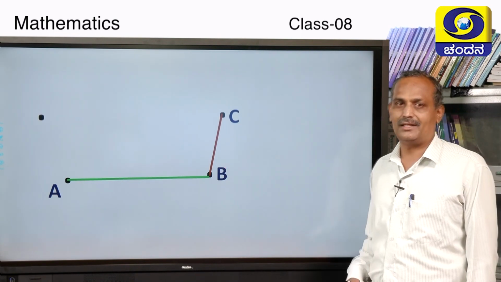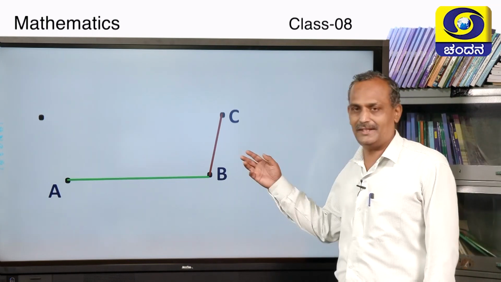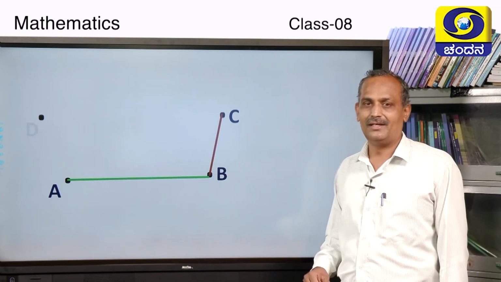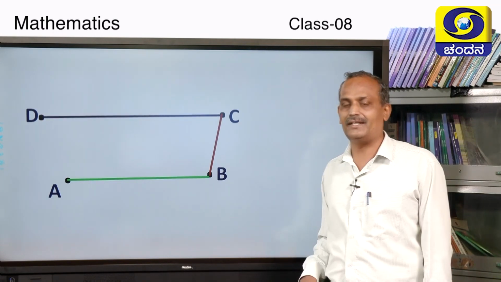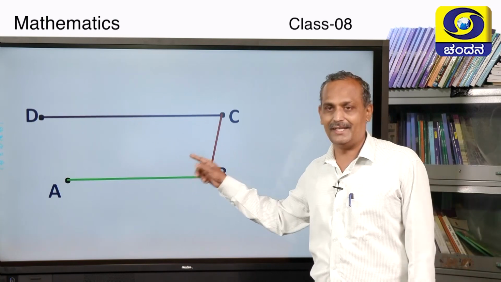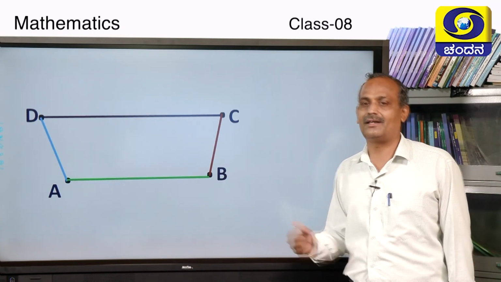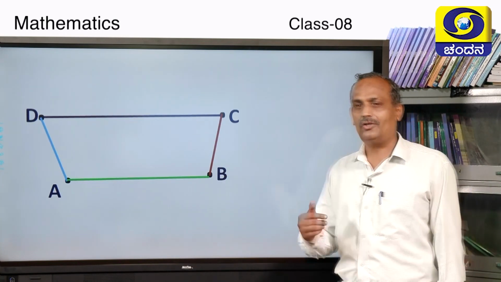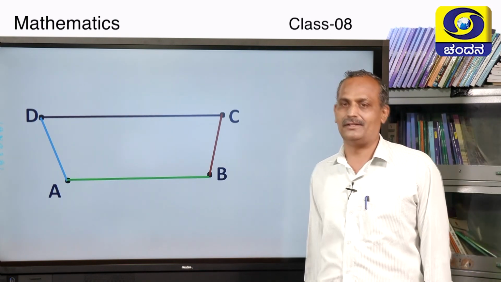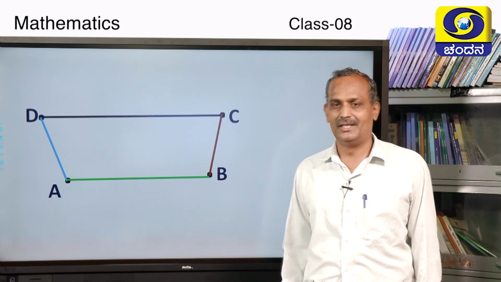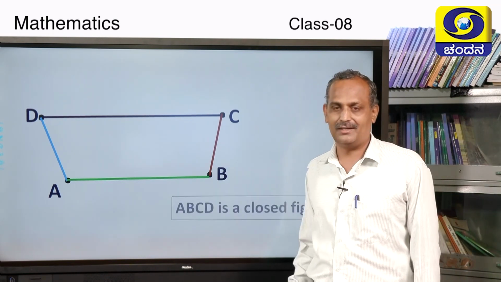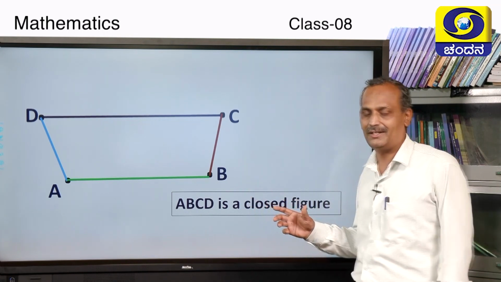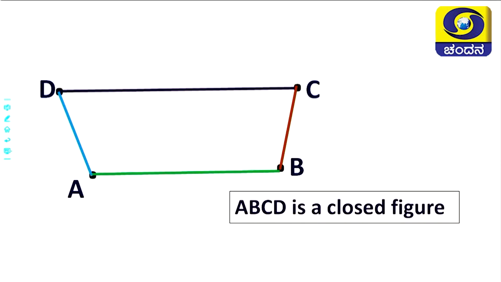Now, let us identify one more point. This point is point D, and let us join CD and AD. What do you call CD and AD here? CD and AD are other line segments. So, by joining all the 4 points and using 4 line segments, you have got a geometrical figure. What do you call this? This geometrical figure is a closed figure, is it not? It is closed here.